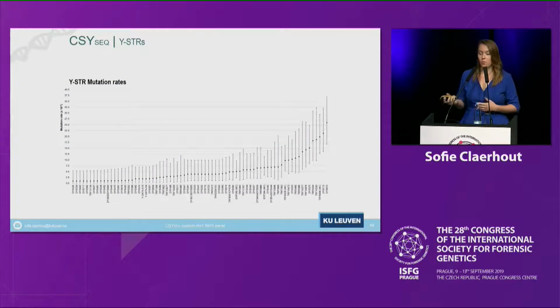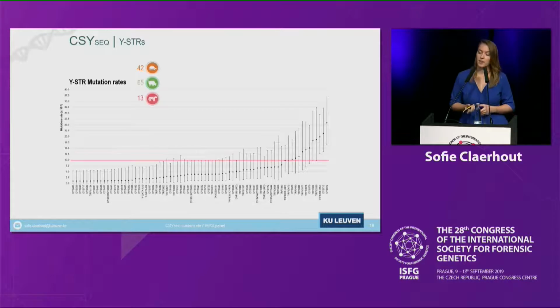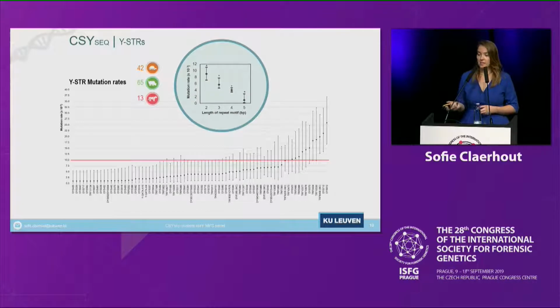By comparing the Y chromosomes of the genealogical pairs, we could identify their mutation rates, and 42 of them, which are not on this slide, did not have any allele change, and 13 of them were identified as rapidly mutating YSTRs. And we blame the length of repeat motif and the allele size as an influencing molecular factor. So this for the YSTRs.